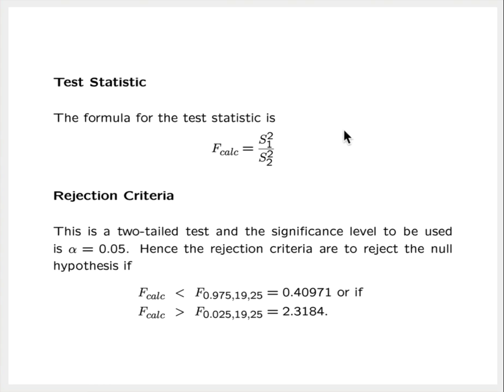Okay, so the formula for the test statistic is again going to be the ratio of the sample variances. And then to determine the rejection criteria, we note that this is a two-tailed test, right? And the significance level that we're going to use is 0.05. And so the rejection criteria are to reject the null hypothesis if F-calc, our test statistic, the ratio of the sample variances, is either less than 0.40971 or if it's greater than 2.3184.